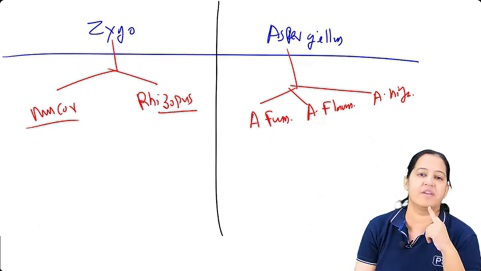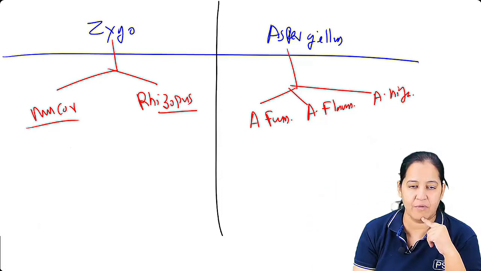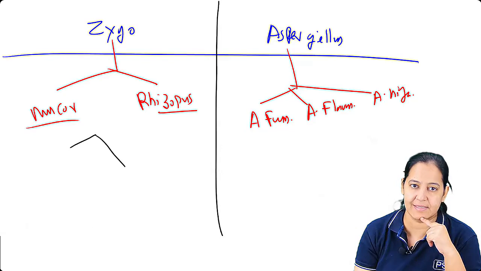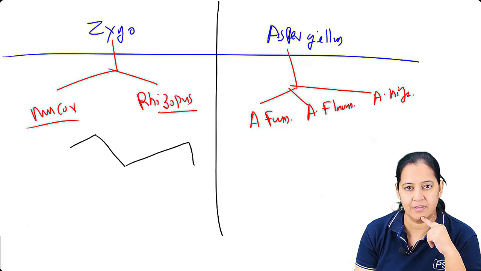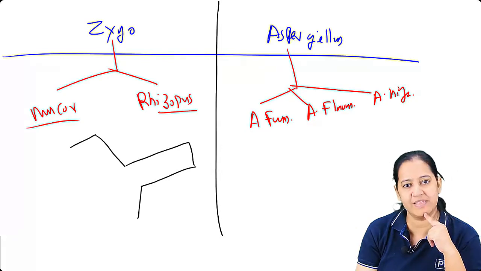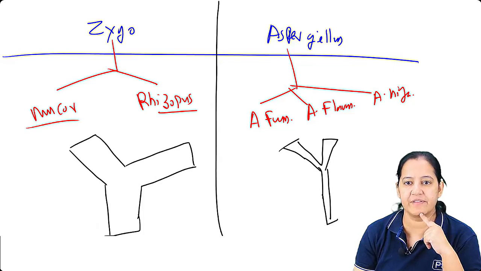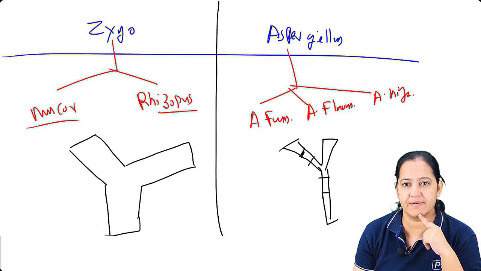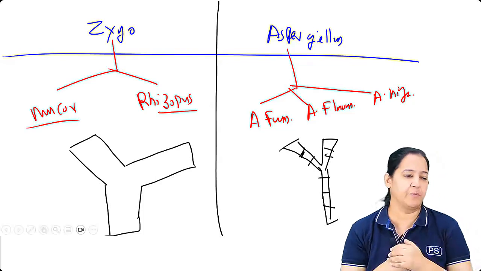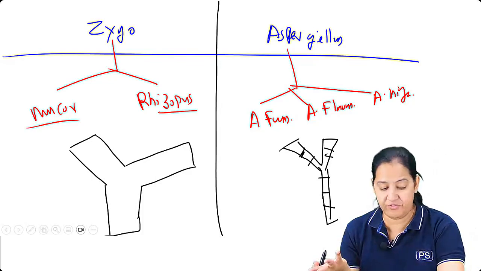So let me draw out the diagram of both. Let me draw the diagram of Zygo. It is a mold like this. Let me draw, then I will explain the differences between the two. You have to learn basically the differences between the two. Okay? Learn this. And here, it's like this. You will tell the difference. Now three differences are there. See the diagram of both. Beautifully I have drawn. If you wish, you can also draw.